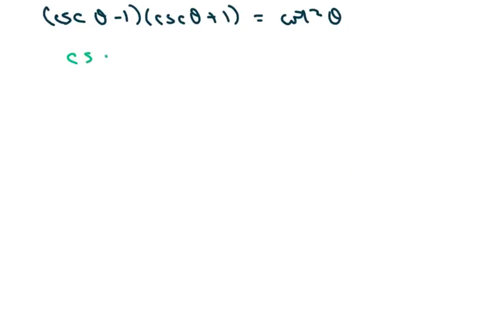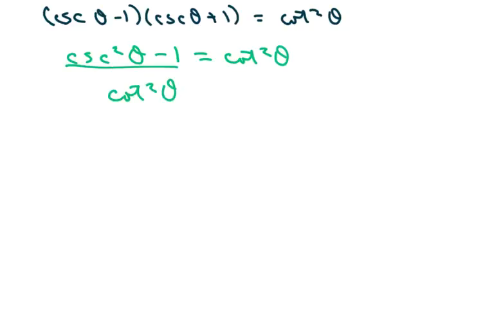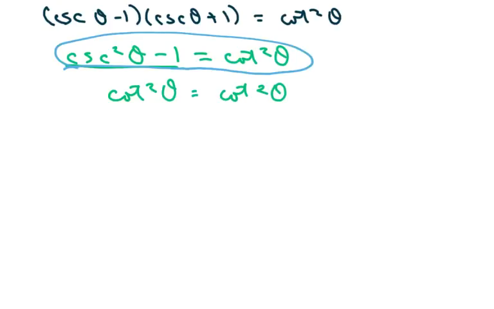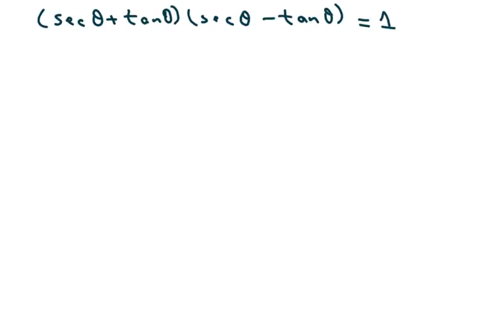This is going to be cosecant squared of theta minus 1 equals cotan squared of theta. So this is, by definition, cotan squared of theta equals cotan squared of theta. This comes from our identity that cosecant squared of theta equals 1 plus cotan squared of theta. And I just subtracted 1 from both sides and got that. Okay, the next one is the same thing.